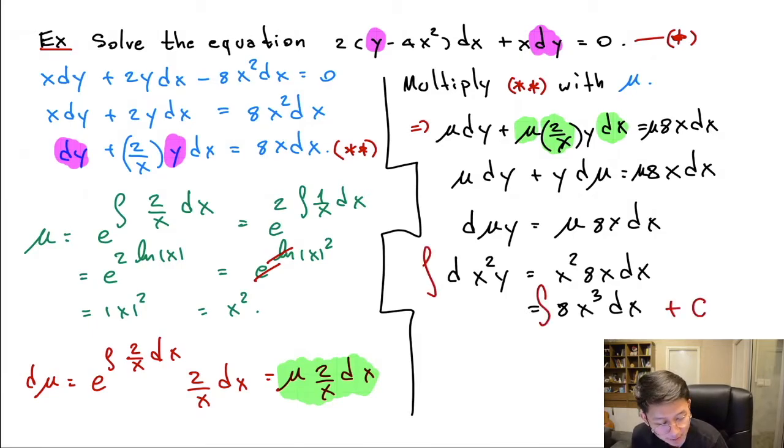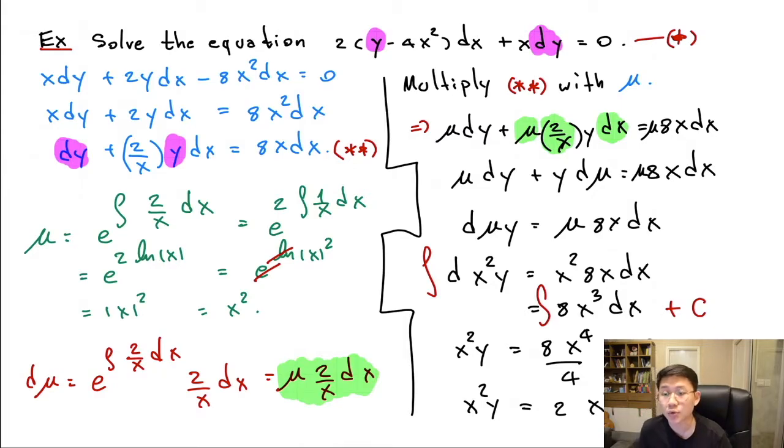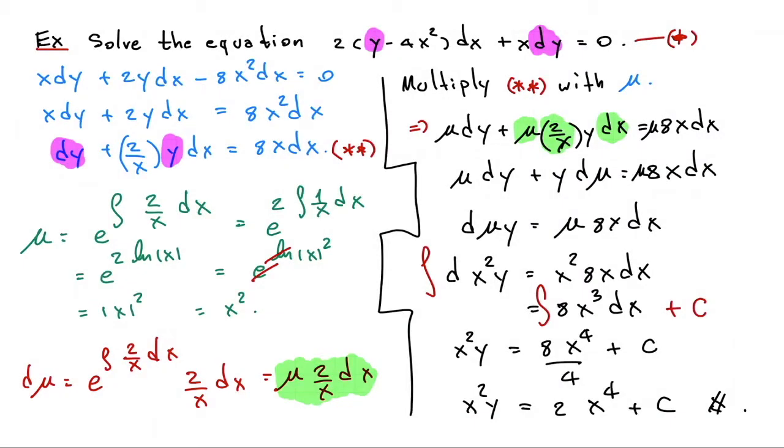So what you have is x squared y equals 8x to the power of 4 divided by 4 plus c. So it's x squared y equals 2x to the power of 4 plus c, and that is the solution. Which is pretty easy, isn't it?